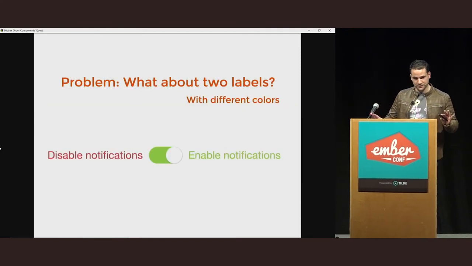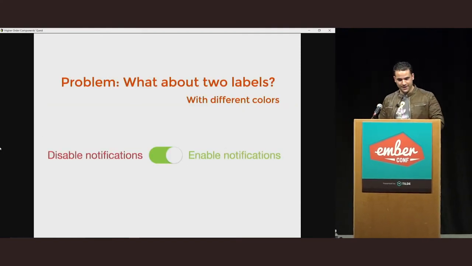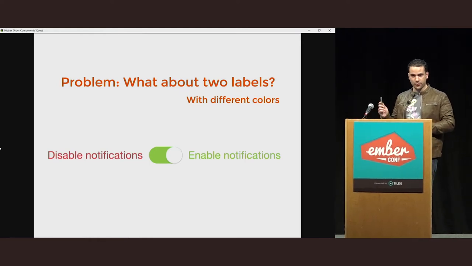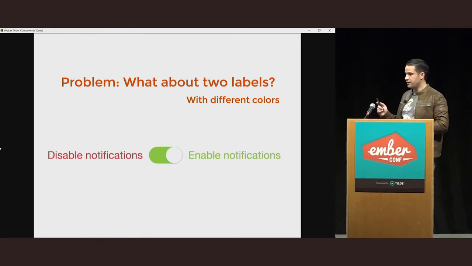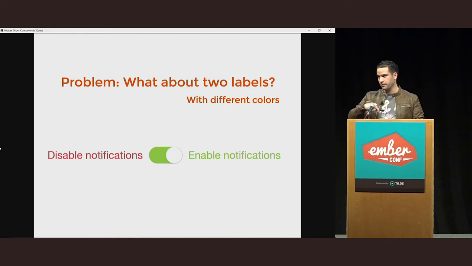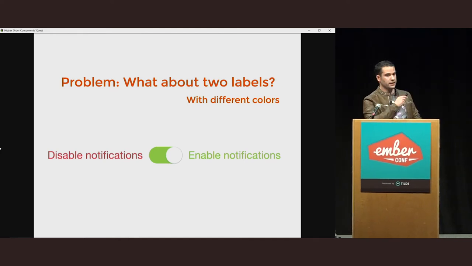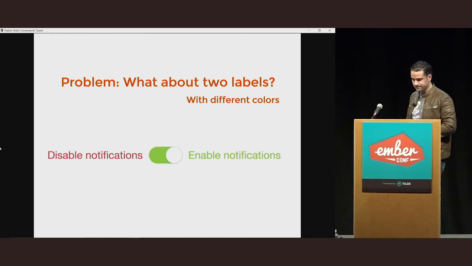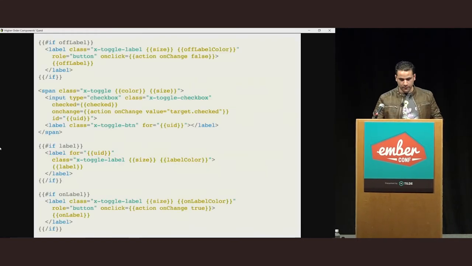And now we want two labels. This is not unseen either. And the thing with labels, when there is more than one, is that the one on the left doesn't toggle now, it's always disabled. The one on the right, always enabled. Each one can have a different color. And we ended up with this thing.